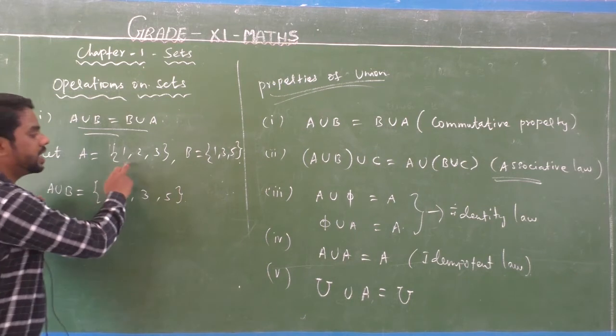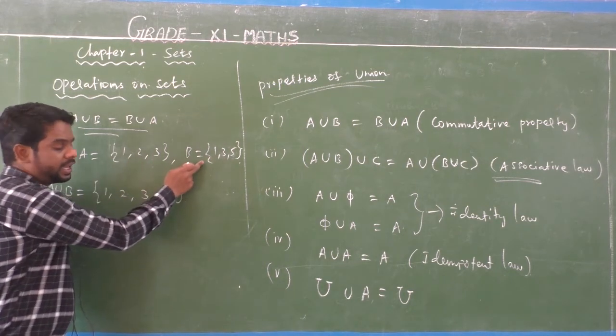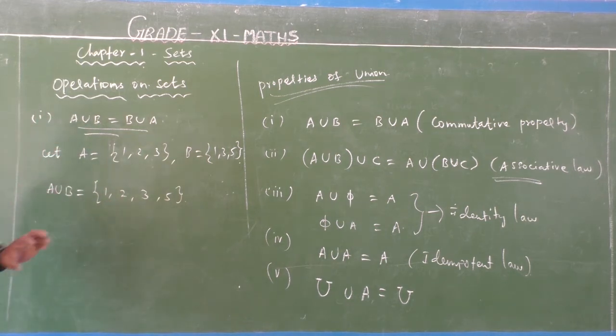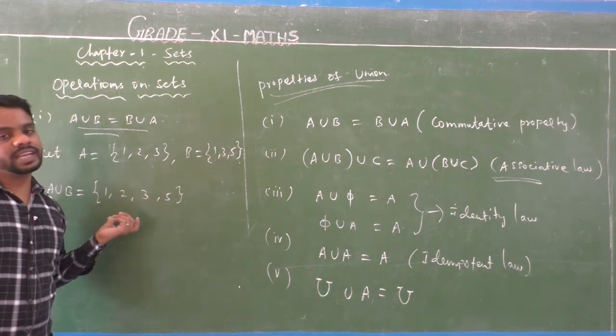Here common elements are 1 and 3. And 2 belongs to A and 5 belongs to B only. So 1, 2, 3, 5 is A union B. So all elements 1, 2, 3 belong to set A union B, and 1, 3, 5 belong to this set A union B. This is A union B.